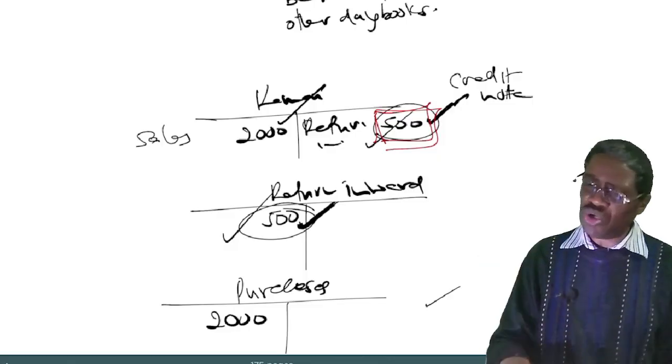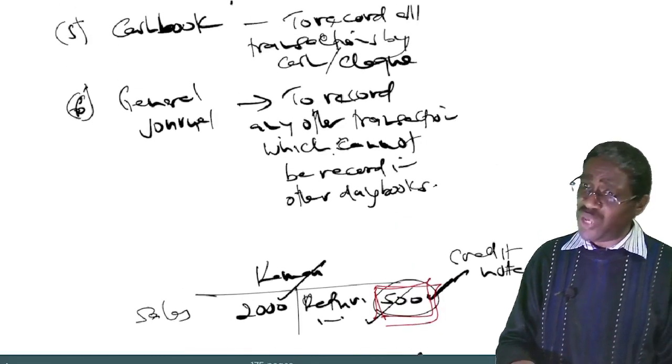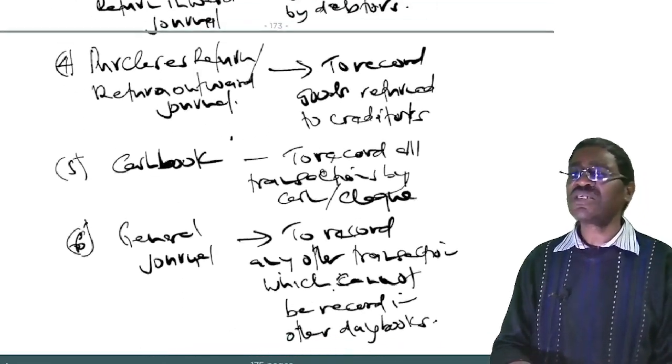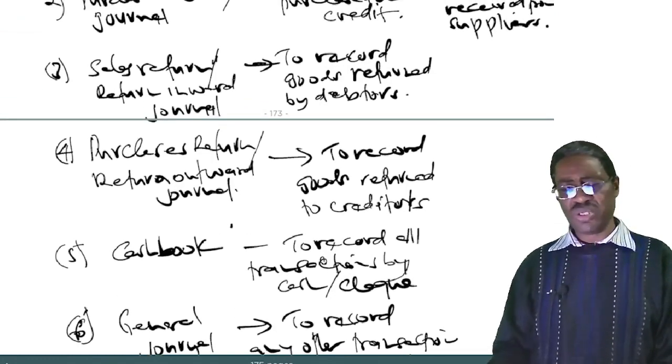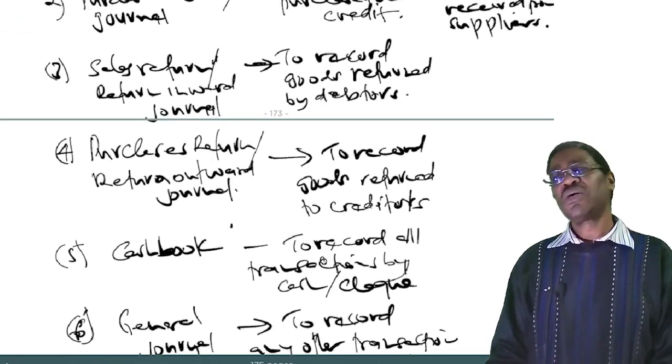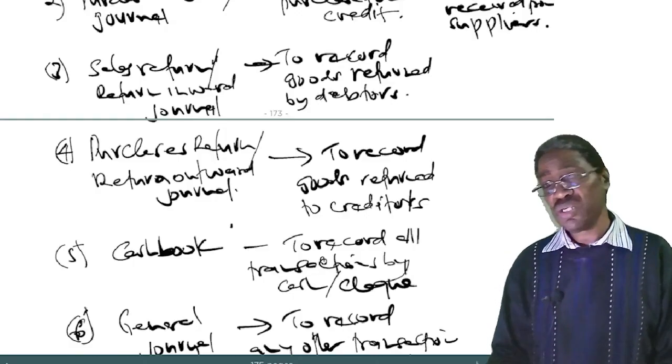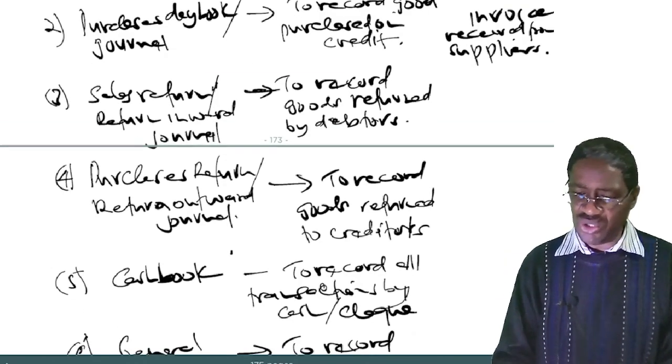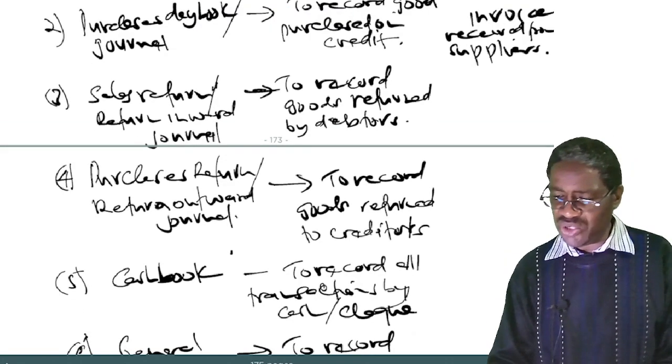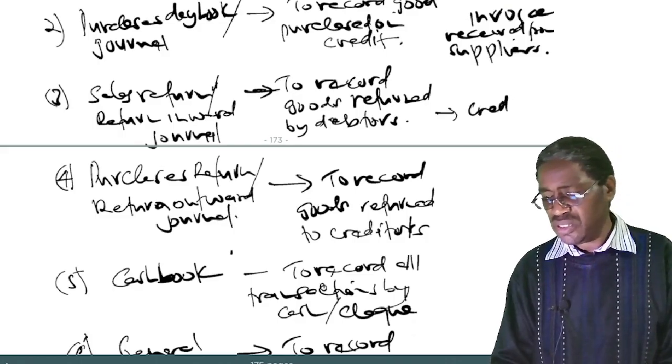So the source document for the book we are calling Return Inwards Daybook, or what we are calling a sales return daybook, is what we call the source document. There is a document we are calling credit note.